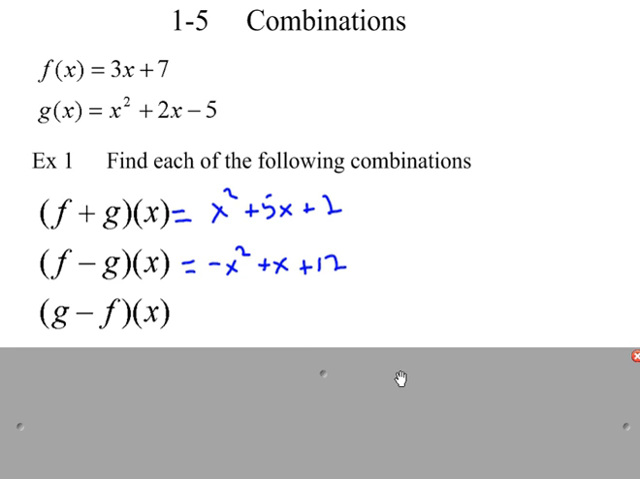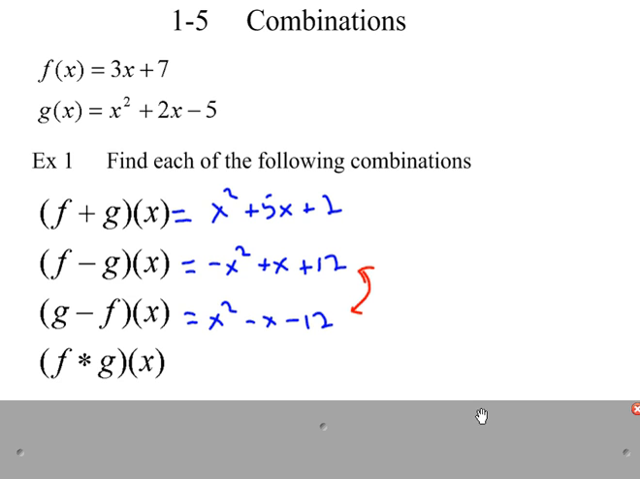And if we go in a different order, we should be able to handle this too. So g minus f means take the second function, subtract the first. X squared minus, hey, there's no x squared, so that's going to be x squared. 2x minus 3x is minus 1x. And negative 5 minus 7 is minus 12. Now you may look at that and say, is this a coincidence? We have the same terms, some positive, some negative. No, that's not a coincidence. That's something that you'll always see when you subtract your functions in different ways.